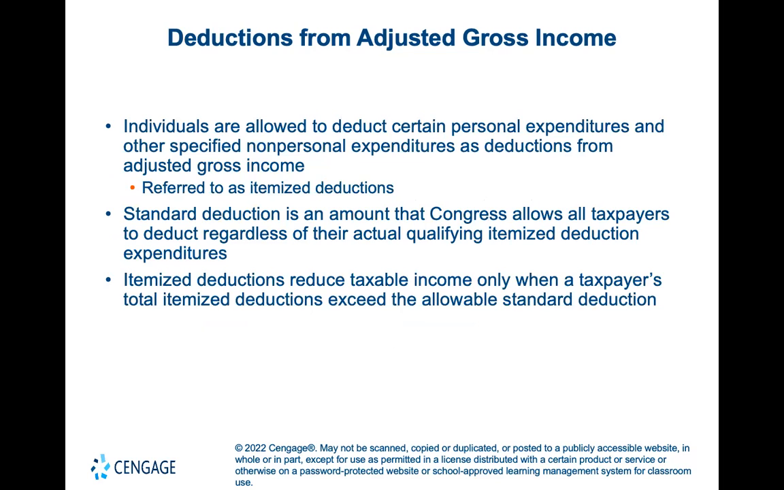Deductions from adjusted gross income. Individuals are allowed to deduct certain personal expenditures and other specified non-personal expenditures as deductions from adjusted gross income. This is referred to as itemized deductions. Standard deduction is an amount that Congress allows all taxpayers to deduct regardless of their actual qualifying itemized deduction expenditures. Typically, like I said, of the returns I file, out of let's say 100, I think only one person has enough documentation for itemized deductions. Itemized deductions reduce taxable income only when a taxpayer's total itemized deduction exceeds the allowable standard deduction.